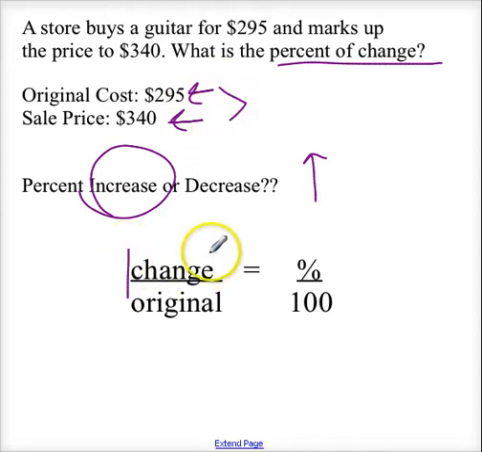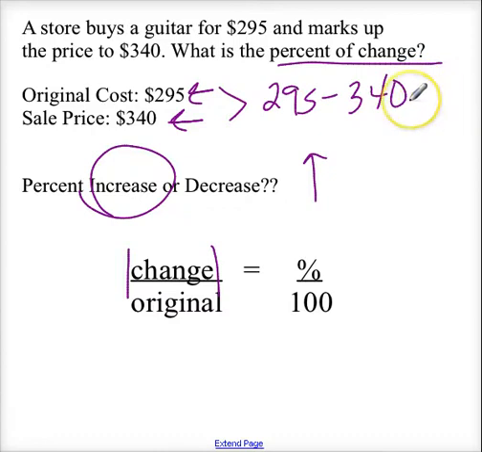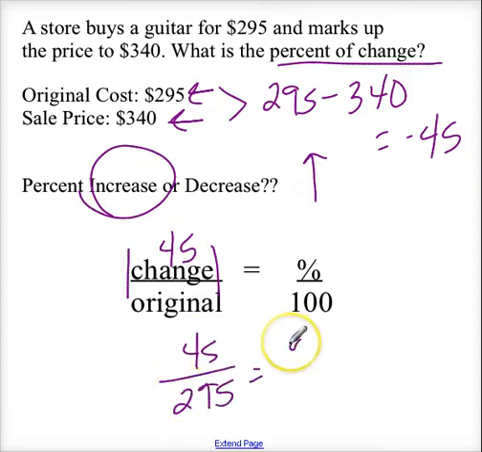And you're always finding the absolute value of this change. So I'm going to take 295 minus 340. Since that will give me a negative number, you get negative $45. We're just going to put a positive 45 because you want to use the absolute value of the difference. Another way to do this is subtract the smaller number from the bigger number, and you'll always get a positive answer. So it changed by 45, whether that went up or down. The original amount was 295, and we set that equal to percent over 100. When we cross multiply, 4,500 divided by 295, I get about 15%.